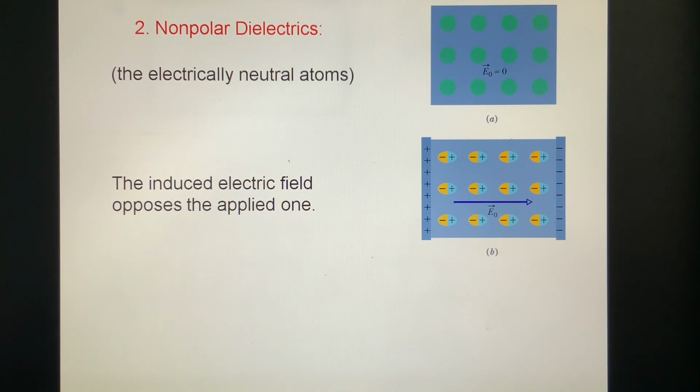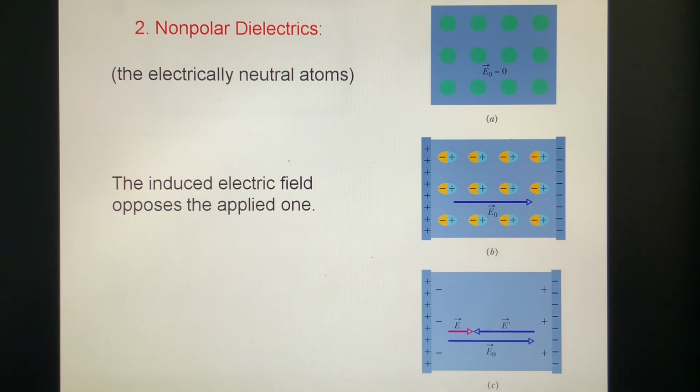So this charge will produce an extra electric field E prime, in the opposite direction of the original E. And the total E is the sum of these. Since they are in opposite directions, the total E is smaller than the original E.